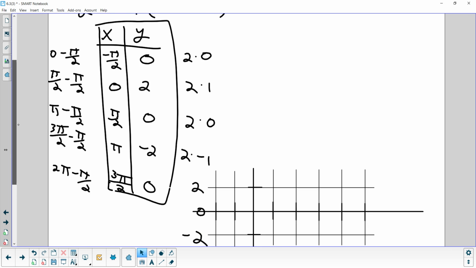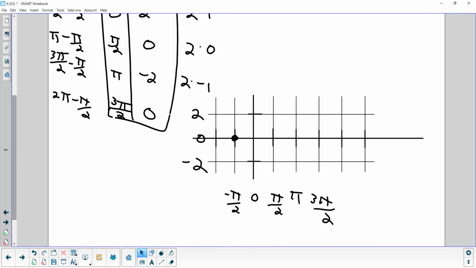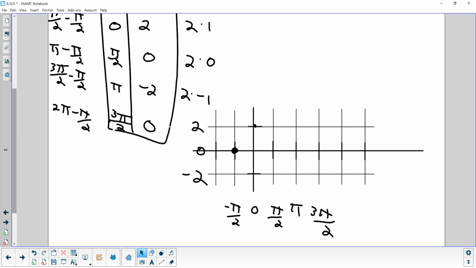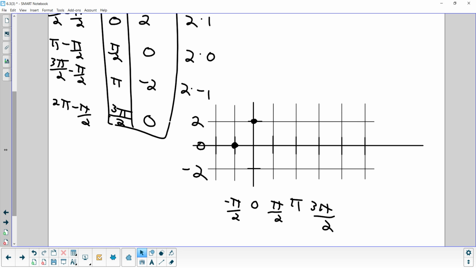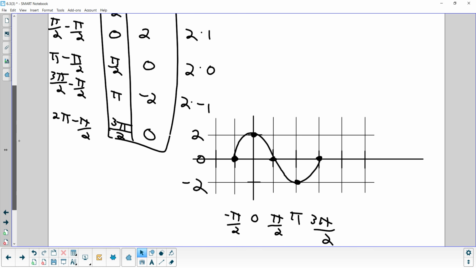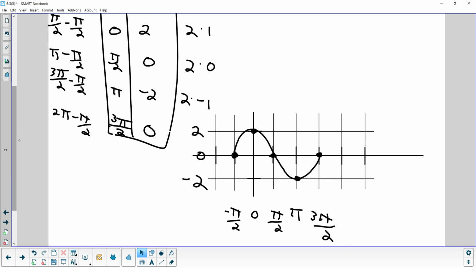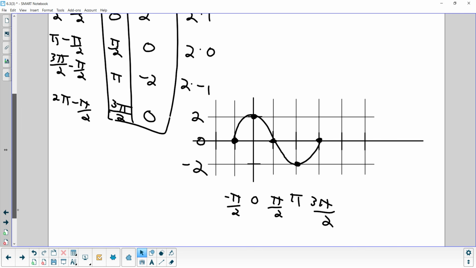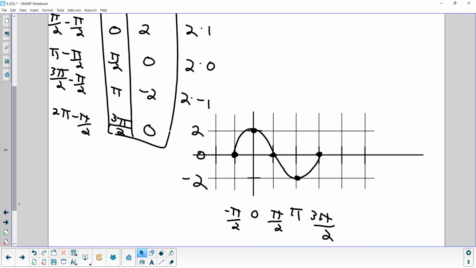And now plot your points. Negative pi over 2, 0. 0, 2. Pi over 2, 0. Pi, negative 2. And 3 pi over 2, 0. And there's your sketch. Any questions on that?